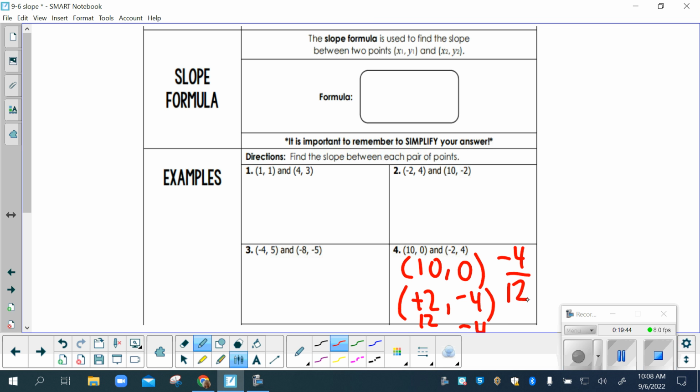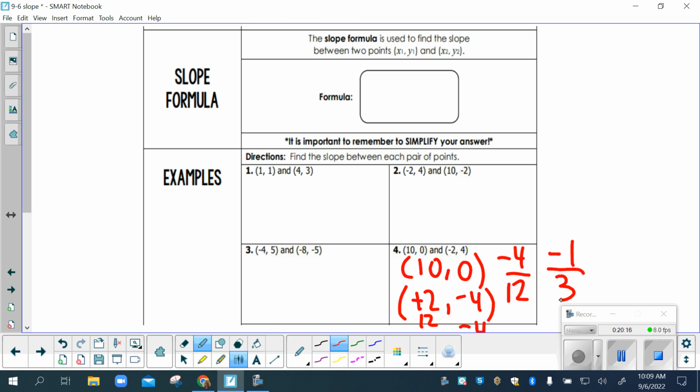So good. Can you reduce it? 4 goes into 12 3 times. So negative 1 over 3. So 4 goes into 4 how many times? 1. So negative 1 on the top, and 4 goes into 12 how many times? 3. Beautiful. So it'd be 3. Step away, show everyone your work. Lovely. On fire, babe, on fire.